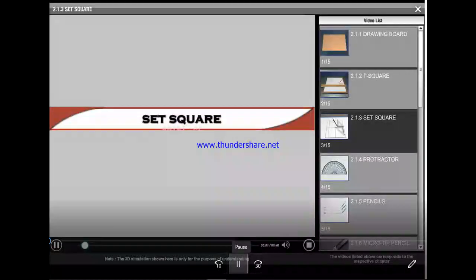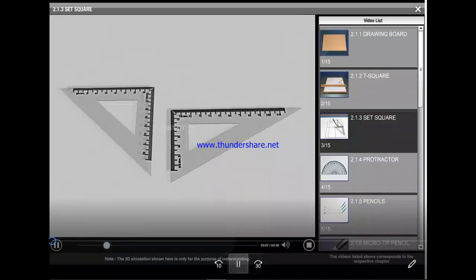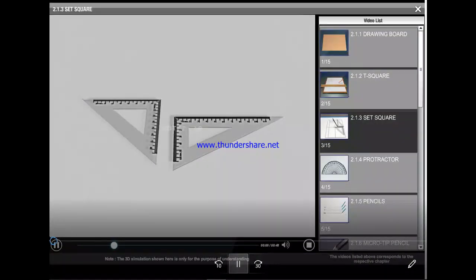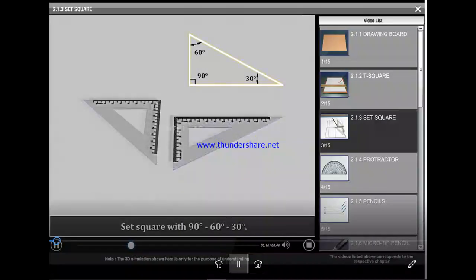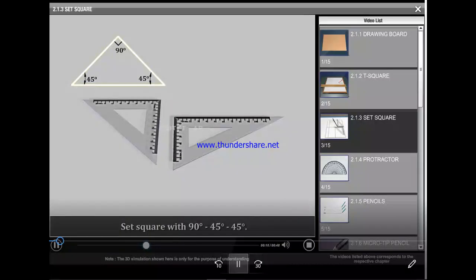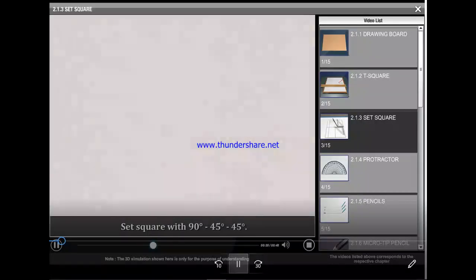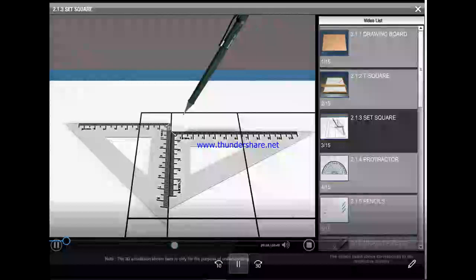In this video, we will see about a set square and its use. There are two different types of set squares available. Set square with 90 degree, 60 degree and 30 degrees. And set square with 90 degrees, 45 degrees and 45 degrees. It is used along with drawing board, drawing sheet, drawing clip and pencil.